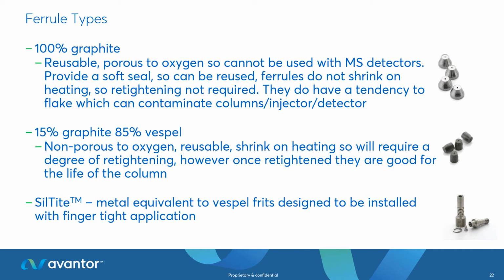Another type of ferrule is the Vespel ferrule, which is a mixture of graphite and Vespel. This is ideal for mass spec detectors as it's non-porous to oxygen. However, they can shrink a little bit on heating, so it's always worthwhile that after the first couple of heat cycles on the injector you go back in and retighten that nut just to make sure that the seal on the Vespel ferrule is correct. There is also a SilTite, which is the metal equivalent to the Vespel ferrules, which are designed to be installed with finger tight applications.